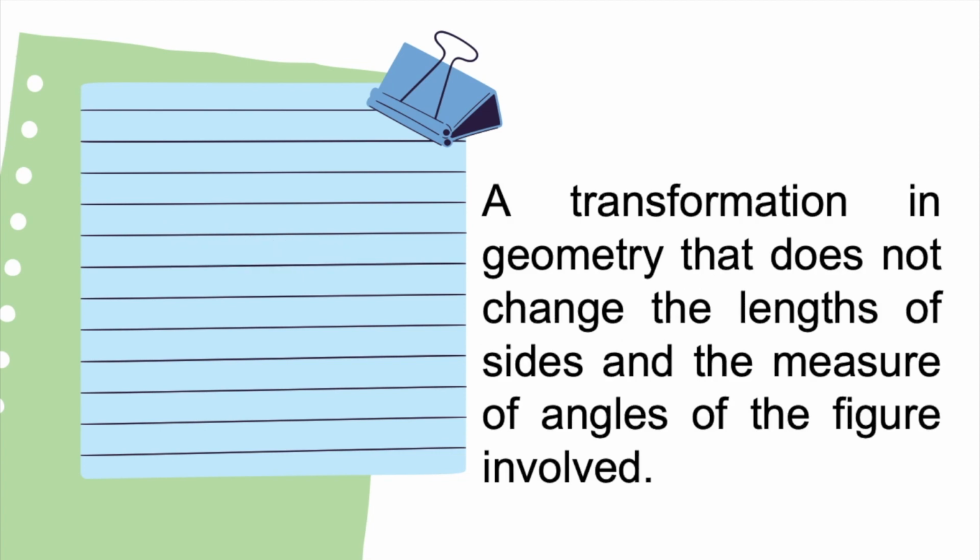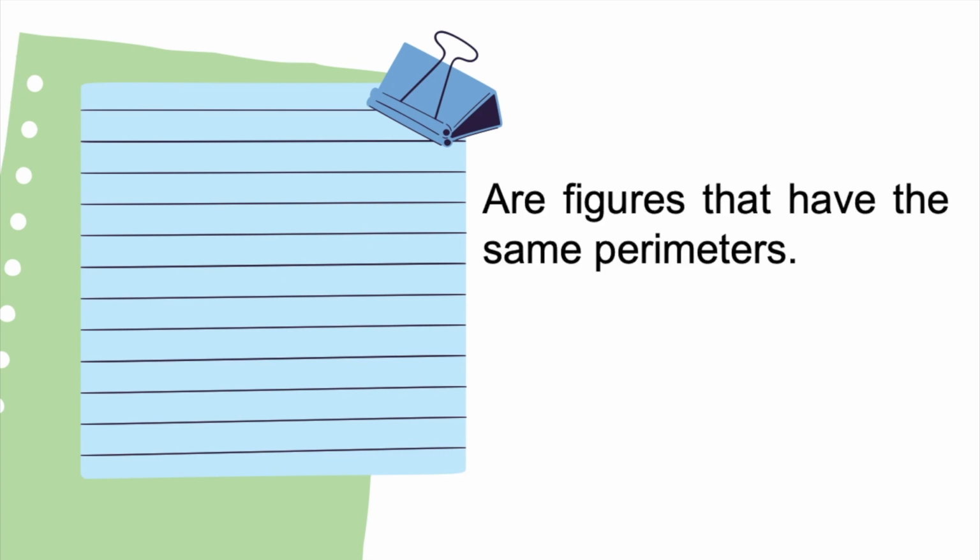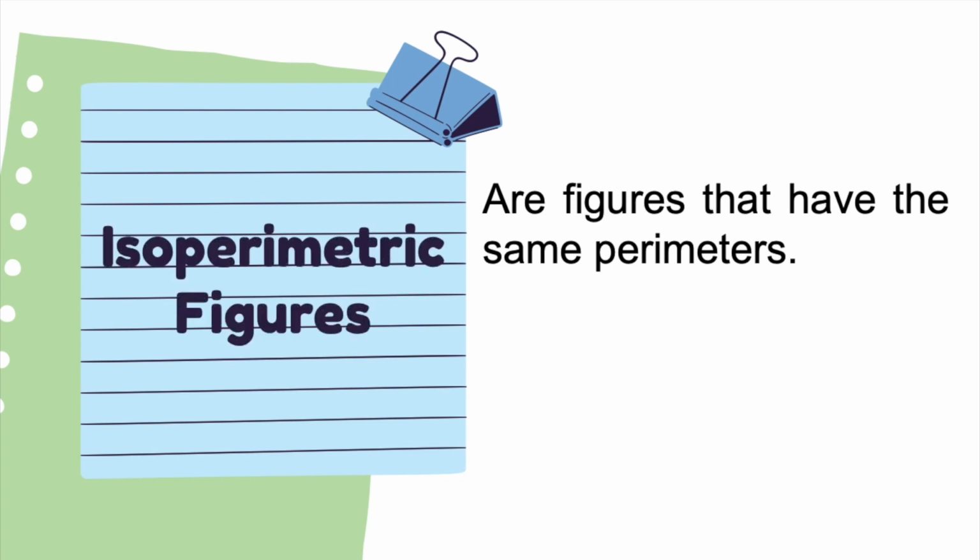A transformation in geometry that does not change the lengths of sides and the measure of angles of the figure involved. Isomorphism. Are figures that have the same perimeters. Isoperimetric figures.